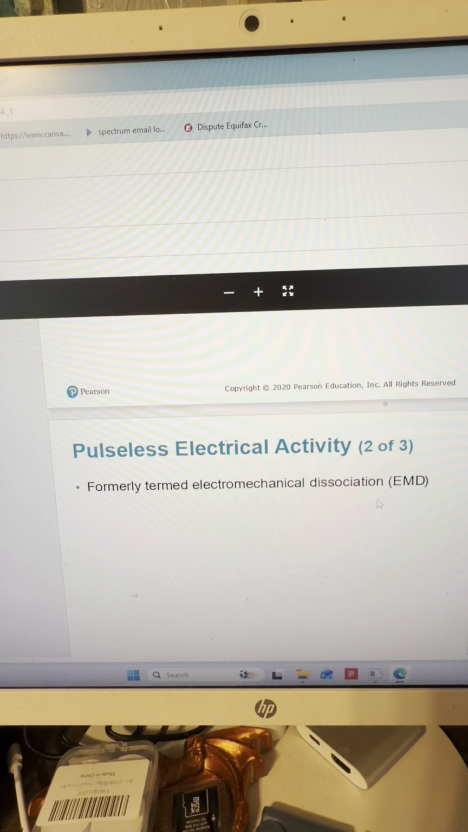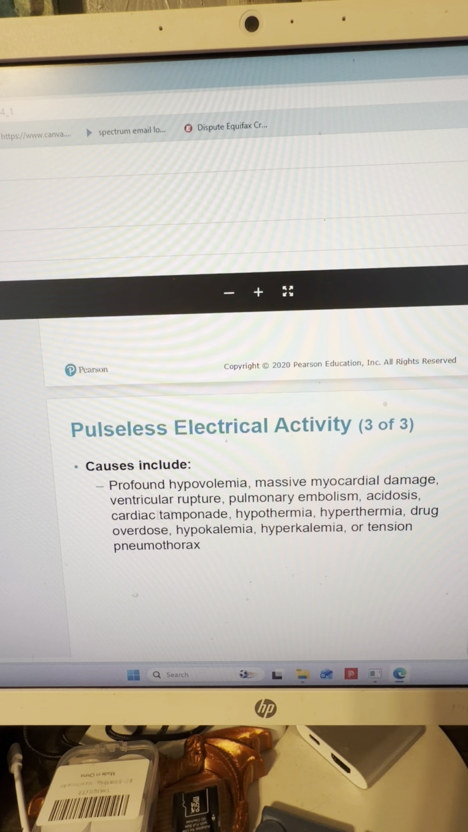It used to be called EMD, electromechanical dissociation, or the electricity and the mechanical action of pumping dissociated. Causes: hypovolemia, heart attack damage, your heart exploded, a pulmonary embolism, horrid acidosis, a tamponade, that's usually from trauma. You were really cold, you were really hot, you took drugs, your calcium was low or really high. Or a tension pneumo, where your lungs filled up with outside air until it squished the heart down so much that it cannot pump anymore.